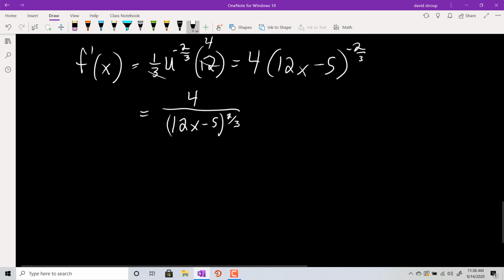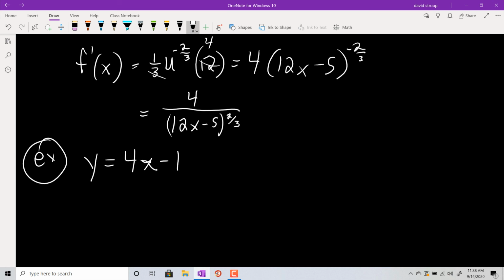I just want to give you a bunch of examples here. Let's try another one. y equals 4x minus 1 cubed. Once you get the hang of these simpler examples, it's not necessary to do the f of u and u thing. You can just see how it works. What we're doing is the power rule. You're bringing down the 3, so you'll have 3 times 4x minus 1.